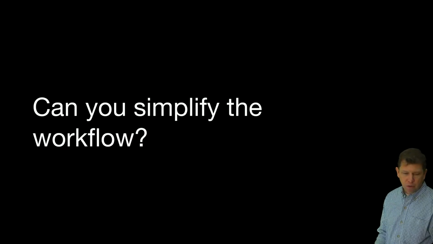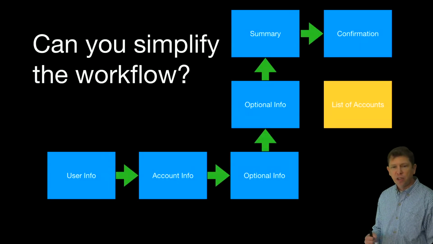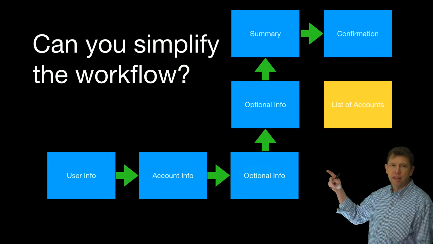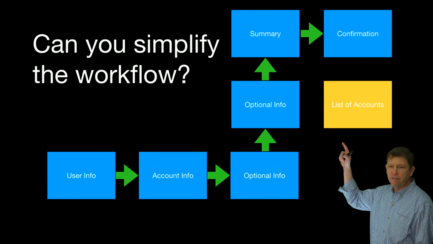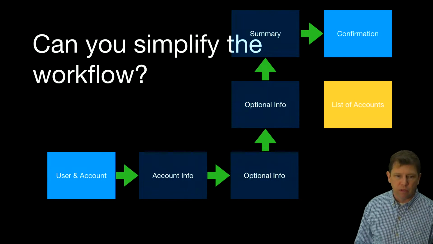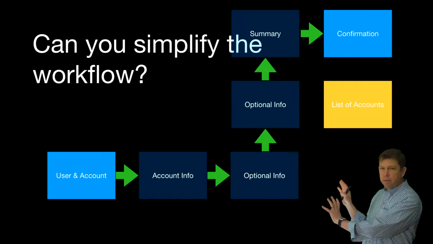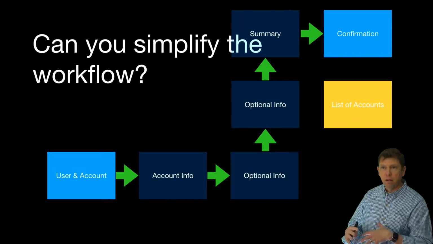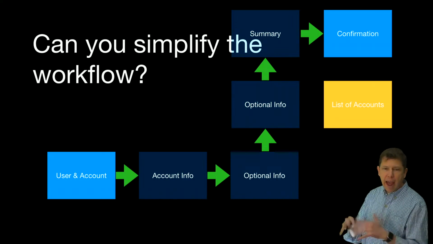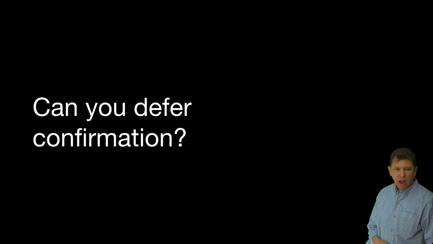Can you simplify the workflow? So if you've got something really, really complex, is there a way to make it simple? Well, here's an example of that. Let's say our workflow is we get the user's info, and then there's account info, and then there's optional info 1, optional info 2, and then we show them a summary, and then a confirmation, and then it finally saves that, and then they show up in the list of accounts. Well, maybe we could just skip the workflow to where it just goes from the user's account to the confirmation and then shows the list of accounts. Not that we're not going to build the rest of this, but we can start getting feedback on something a lot sooner by getting it to work here and then add in all the other things as the user says is the next and most important thing to work on.